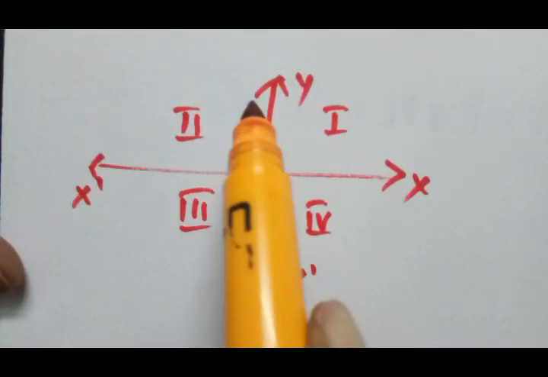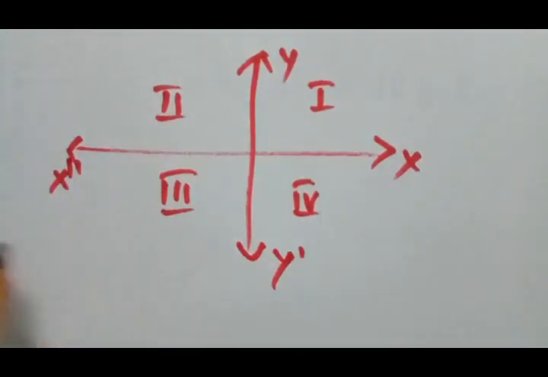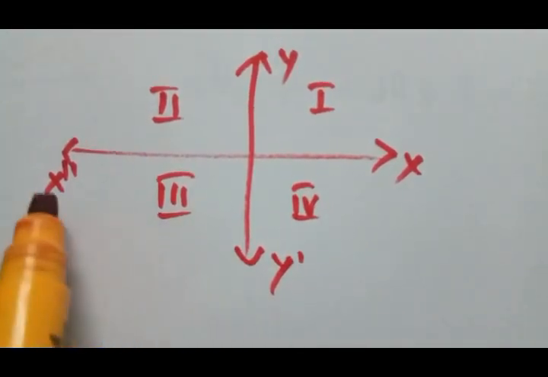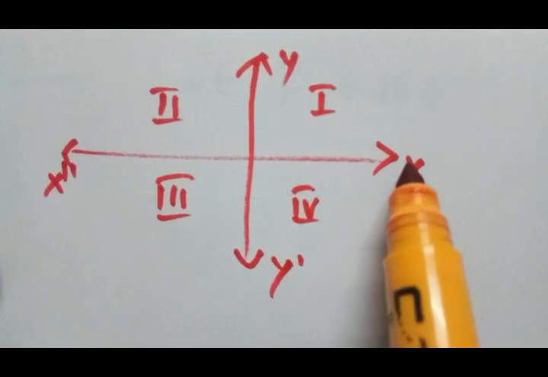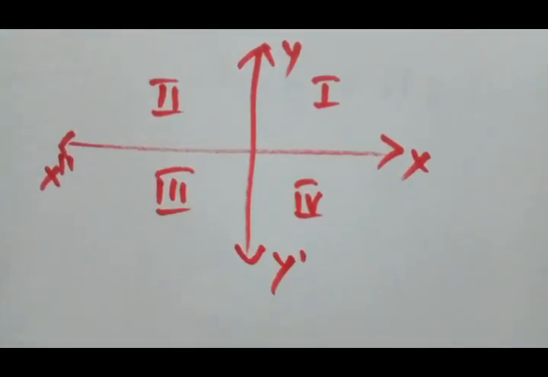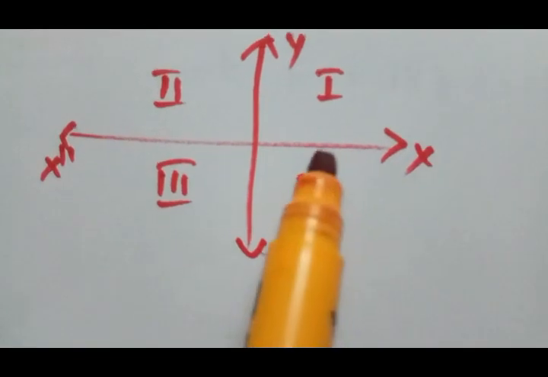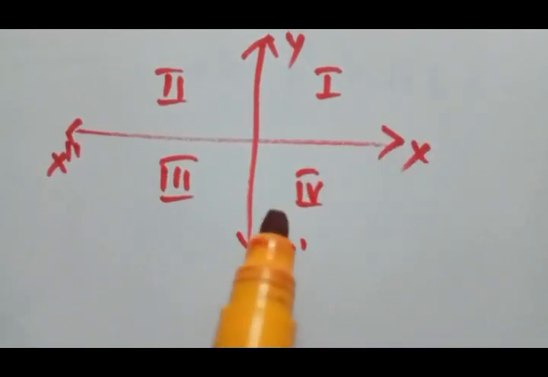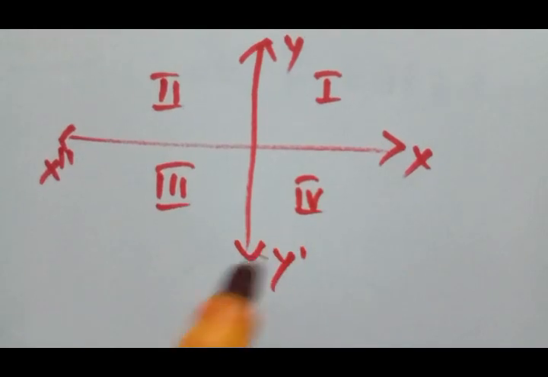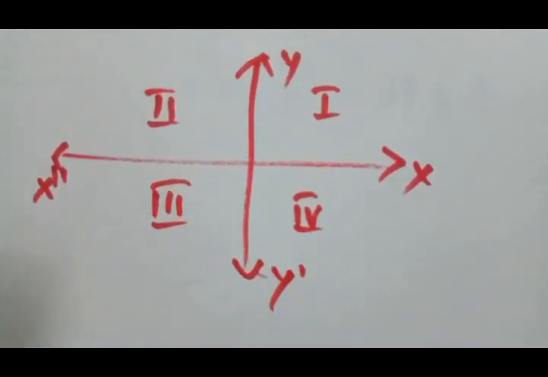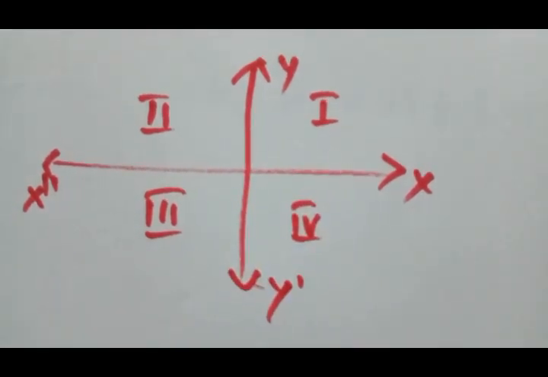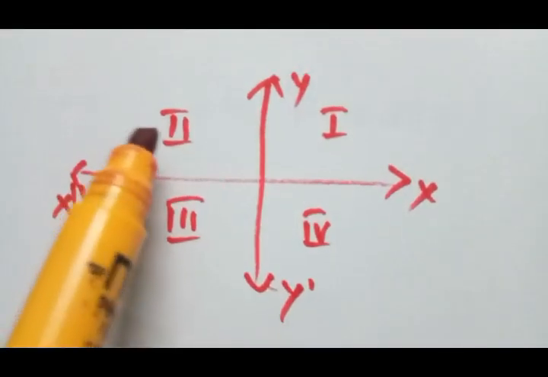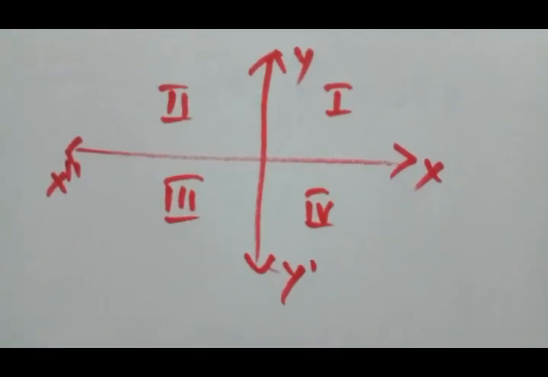In the second quadrant, positive y-axis, negative x-axis. In the third quadrant, negative y-axis and negative x-axis. In the fourth quadrant, positive x-axis and negative y-axis. Here the values of x are positive, values of y are negative. Such kind of points occur in this quadrant. Therefore, two-dimensional graph paper is divided into four quadrants. In the first quadrant, only positive x and y axis.